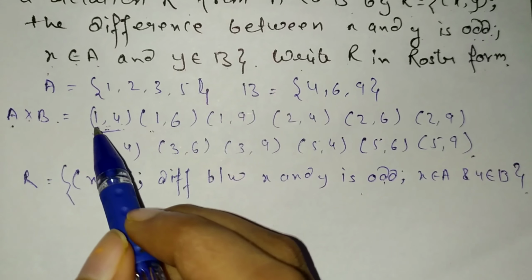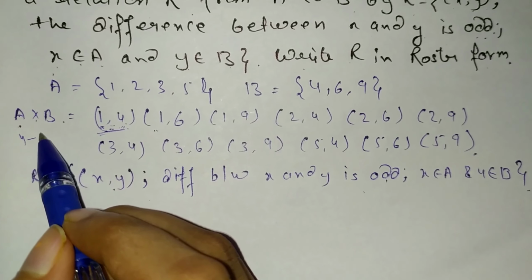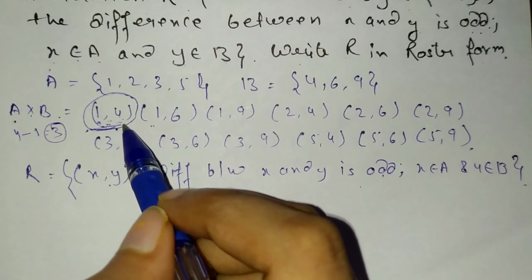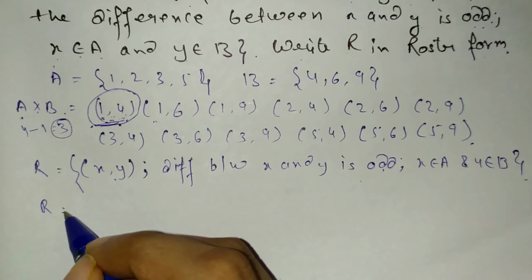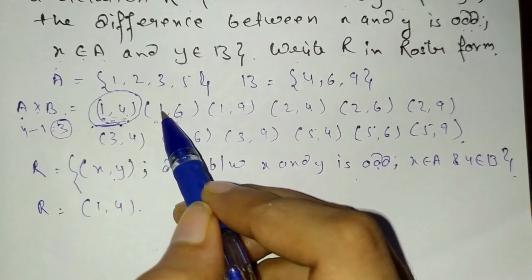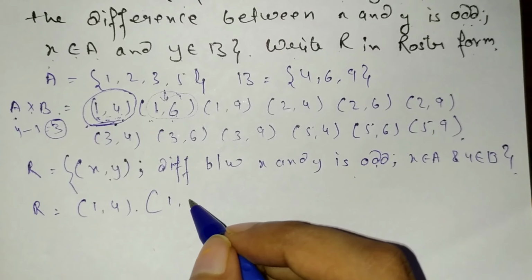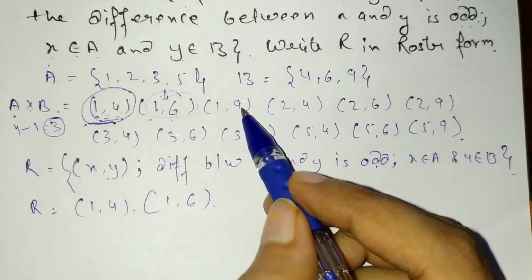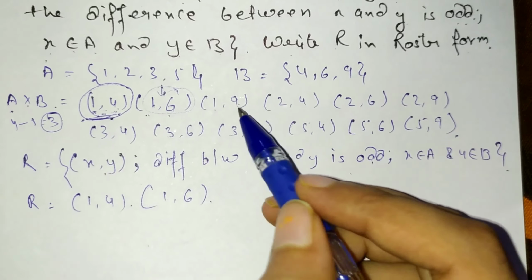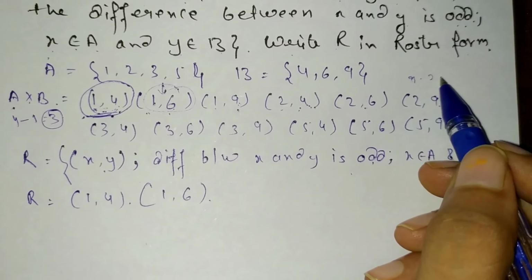So here we have x is equal to 1 and y is equal to 4. If we see the difference between y and x is equal to 3, which is odd, so this product will be included in our relation. So relation R is equal to 1 and 4. Now 6 minus 1 is equal to 5. Here also we have the difference odd, so our second value of relation R is 1 and 6. Here the difference between y and x is 8 which is even, so we will not take this value, directly come to this. Now we have 9 minus 2 is equal to 7.